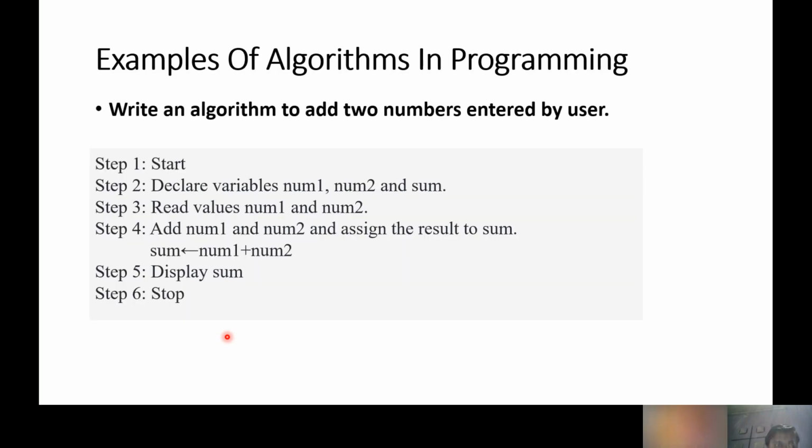So here again, start. Here declare the variables number 1, number 2 and sum. Read the values of number 1 and number 2. Add number 1 and number 2 and assign the result to sum. So sum is equal to number 1 plus number 2. Display the sum.